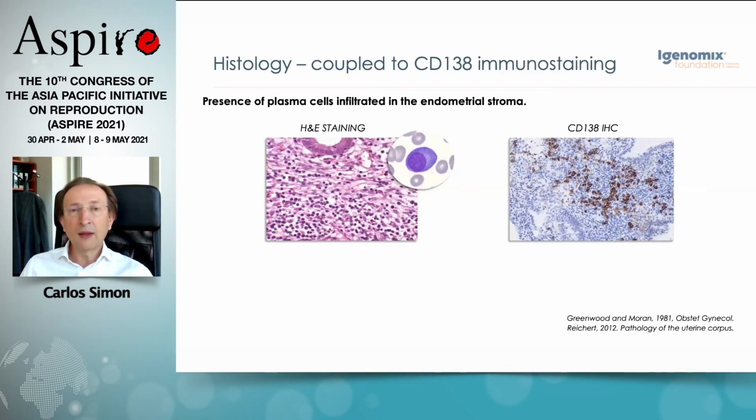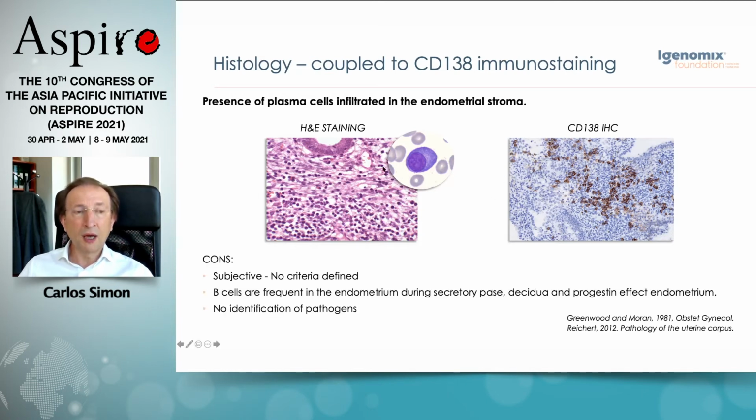The histology, as mentioned, is still the gold standard. We aim to see those cells that are plasmocytes or plasma cells. They come from B cells, and we can also couple with CD138. Now, the problem is this is a completely subjective criteria. There is no criteria in terms of how many plasma cells per field. There are different protocols from different institutions. Second, B cells are frequently found in the endometrium during the secretory phase, and this doesn't mean that there is an infection. And third, the most important, no identification of pathogens exists. We just assume the presence of a specific pathogen, as we said in the first slide, from the presence of those plasmocytes. But this is not a clear-cut association.